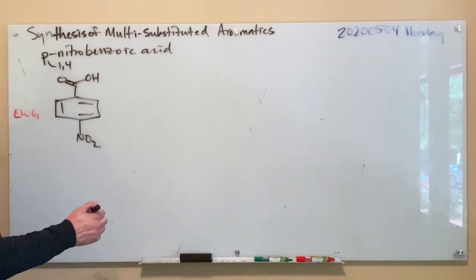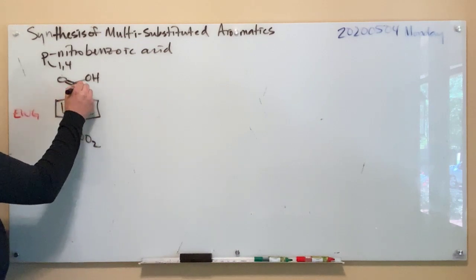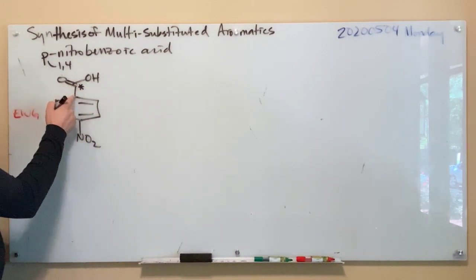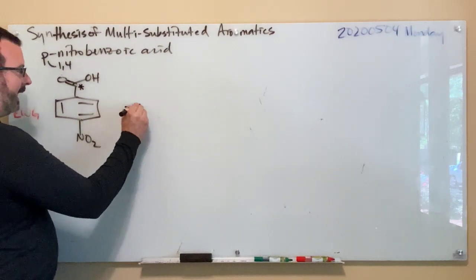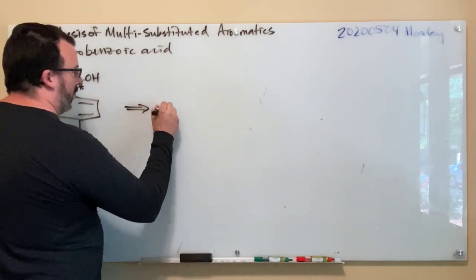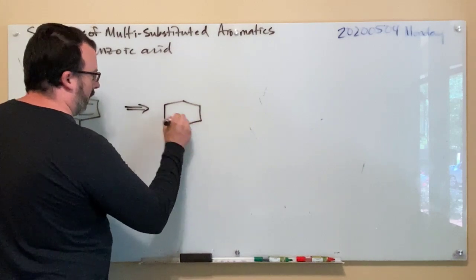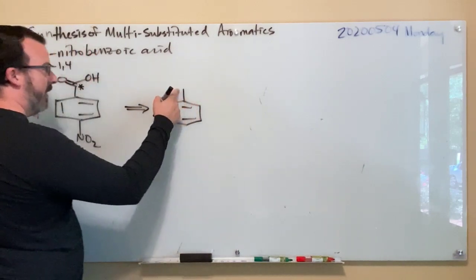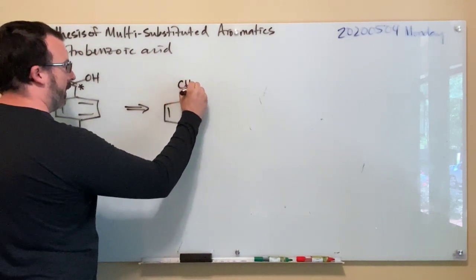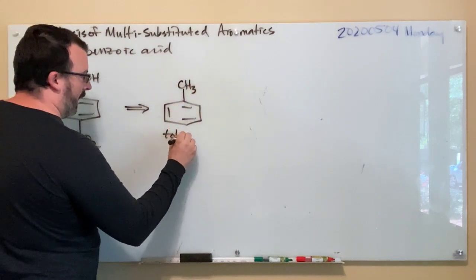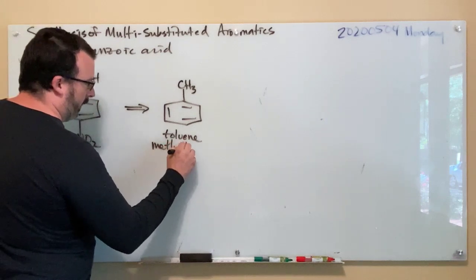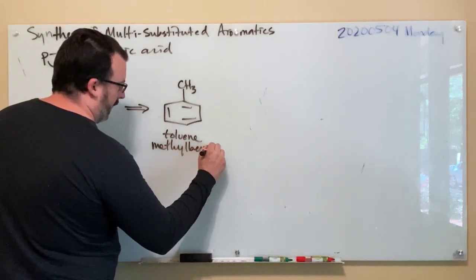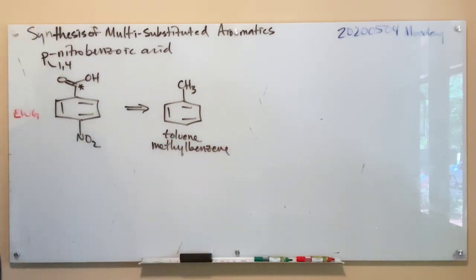Well, let me highlight this carbon right here. The carbon directly bonded to the ring, that's the benzylic carbon. So that's our indication that we want to start with toluene. So we have that carbon in place. So again, this is a common name, toluene. Methylbenzene.